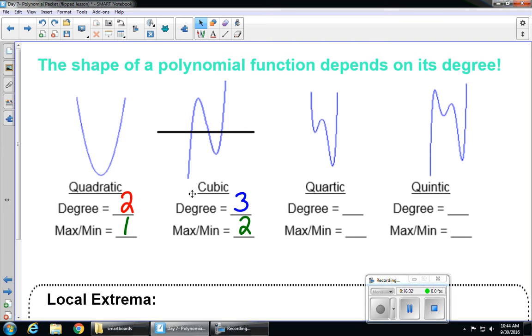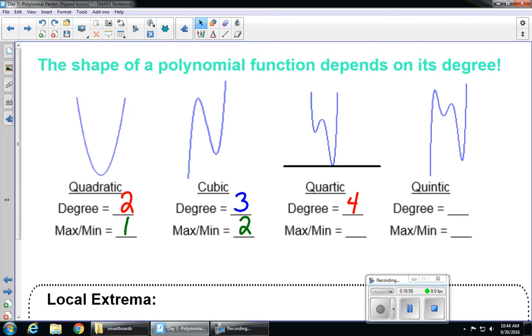Now if we take a look at our quartic function, that's a degree 4. So that means we can have up to 4 solutions. So let's take a look. I can have 1 solution. I can have 2 solutions. And remember, my solutions are the same thing as my x-intercepts. So in this case, it's where it's crossing the line.